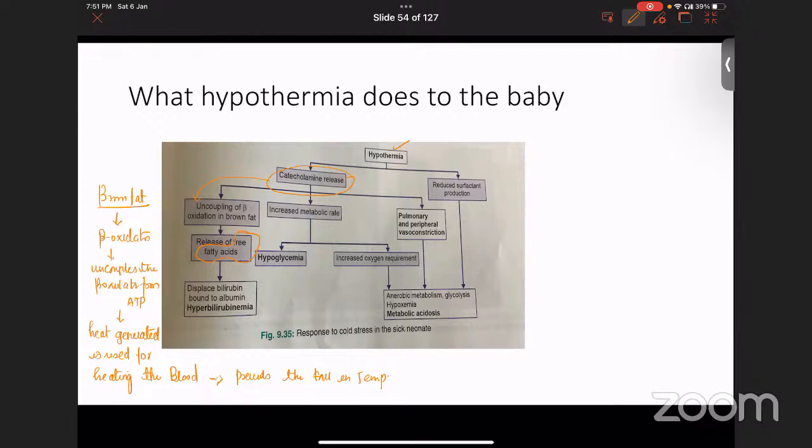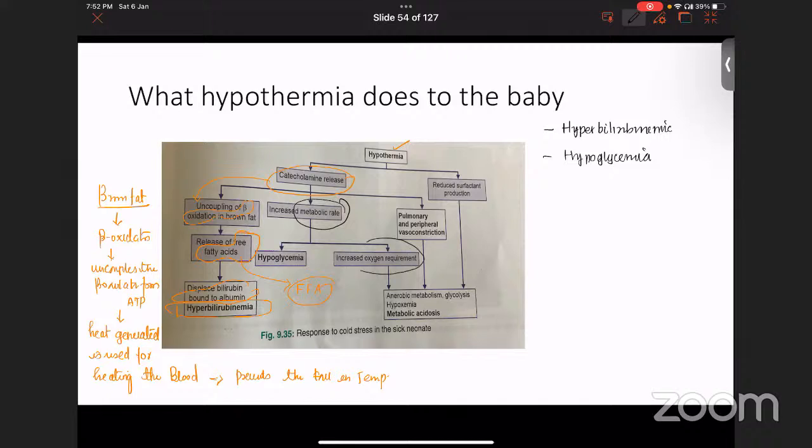But what effect will this process have on the baby? Now, as I said, there's uncoupling of beta oxidation in brown fat. The heat generated is used. Now, what happens to the beta oxidation? The product is your free fatty acid. Now, this free fatty acid will displace your bilirubin from the albumin and cause hyperbilirubinemia. So the first thing is it causes hyperbilirubinemia, right? And then catecholamine will increase the metabolic rate, so the child will have more metabolism, more glucose will be utilized, and there will be hypoglycemia.